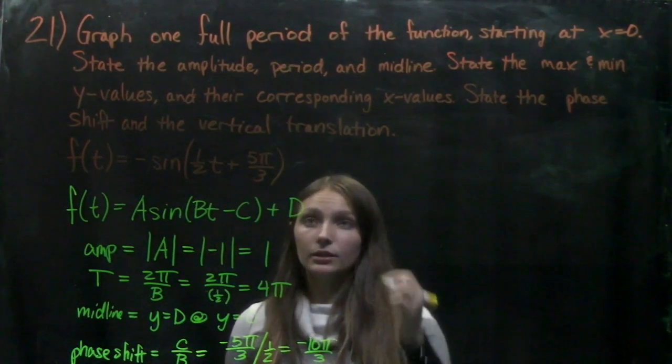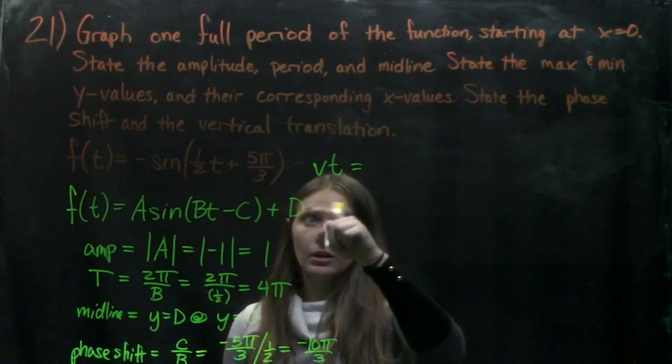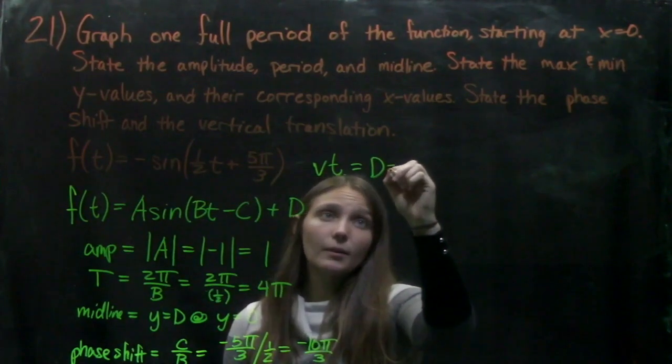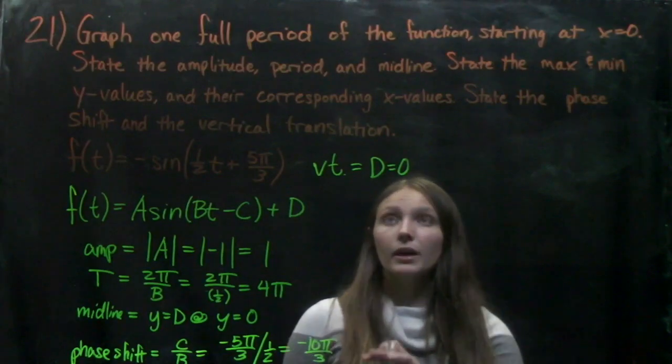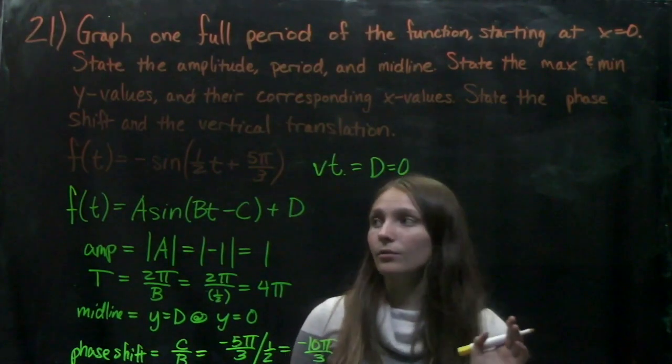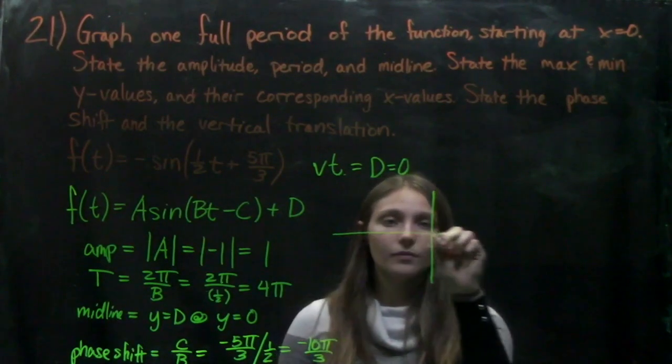And then our vertical translation, which I'm going to abbreviate as VT, is going to be equal to our d, equal to our midline, which equals 0. So now that we have all the pieces of the equation, we can go ahead and graph one full period of the function. So we'll go ahead and draw our graph.